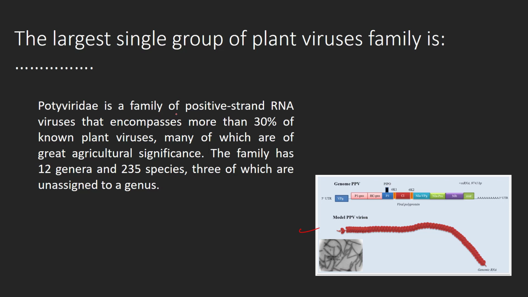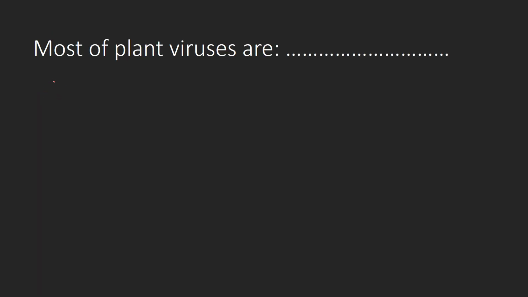Potyviridae is a family of positive strand RNA viruses that encompasses more than 30% of the known plant viruses, many of which are of great agricultural significance. The family has 12 genera and 235 species, 3 of which are unassigned to a genus. So this was about the Potyvirus. So you must know that more than 30% of the plant viruses known right now come under this family, Potyviridae.